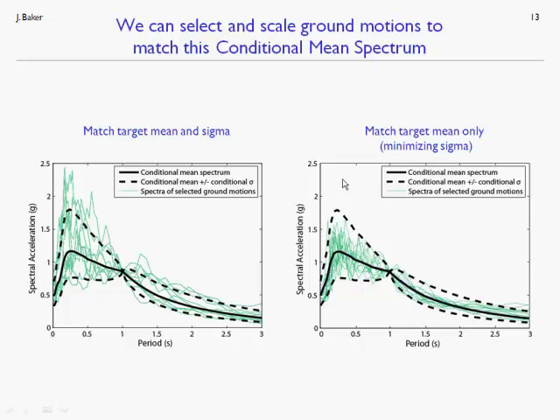The left one I think today we'll be calling the conditional spectrum, and on the right this would be the conditional mean spectrum because we're focusing just on the mean values here. And both of those could be options for ground motion selection. We can discuss later what the trade-offs would be there.